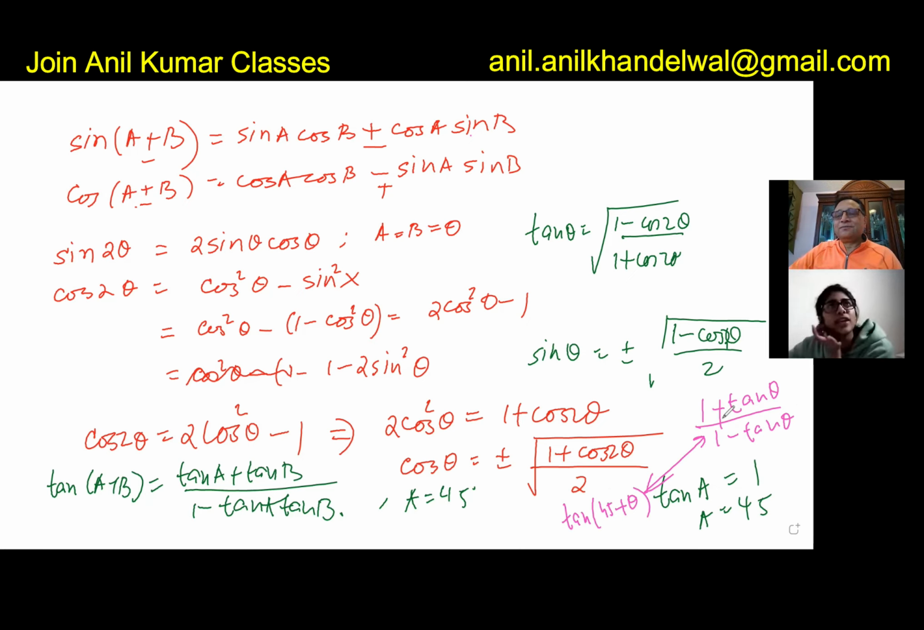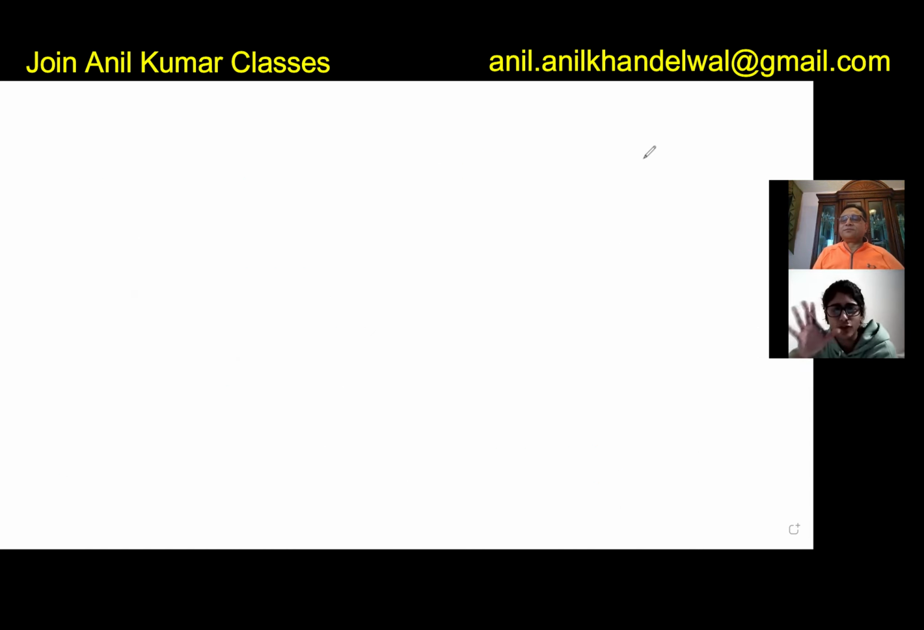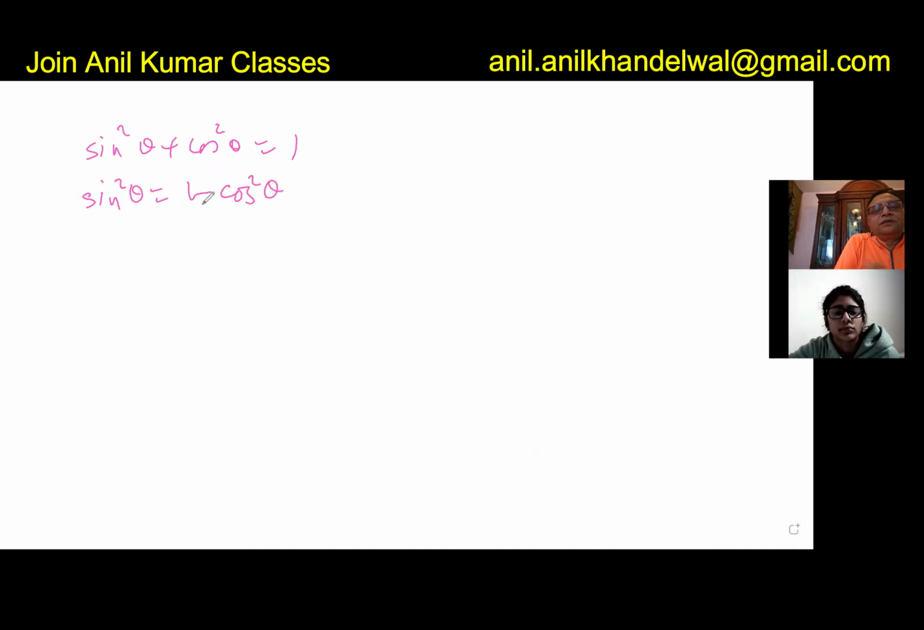And also, there was a certain formula, and you can form it as a difference of two squares. I think it was the trig identities. So sine square theta plus cos square theta equals 1. Most of the time we are using this, saying sine square theta equals 1 minus cos square theta, and cos square theta is 1 minus sine square theta. This is done most of the time.